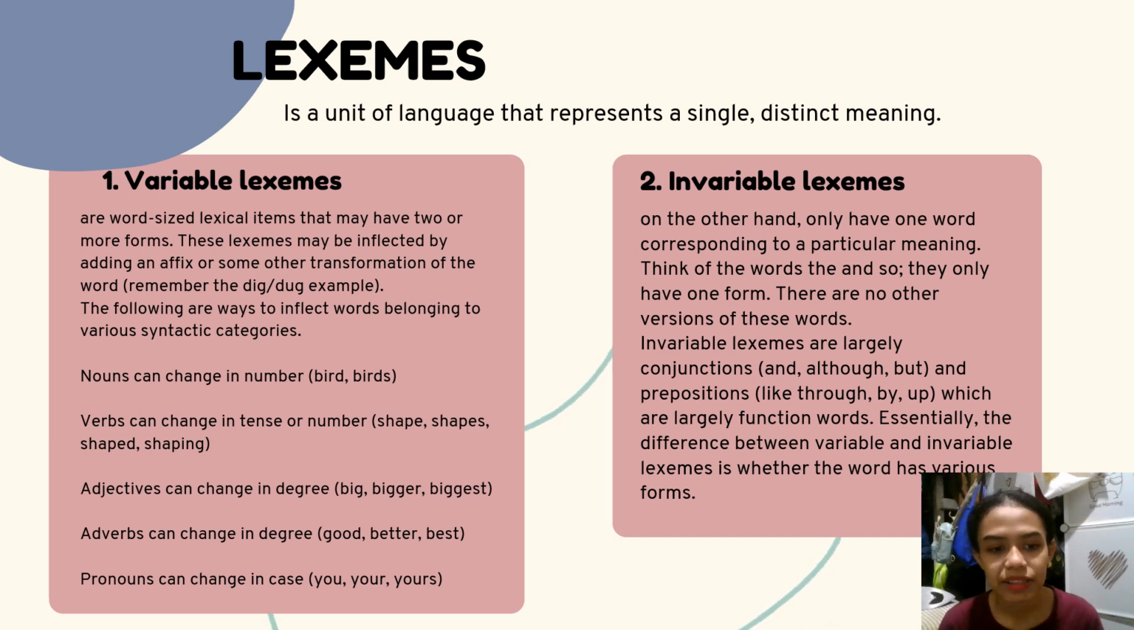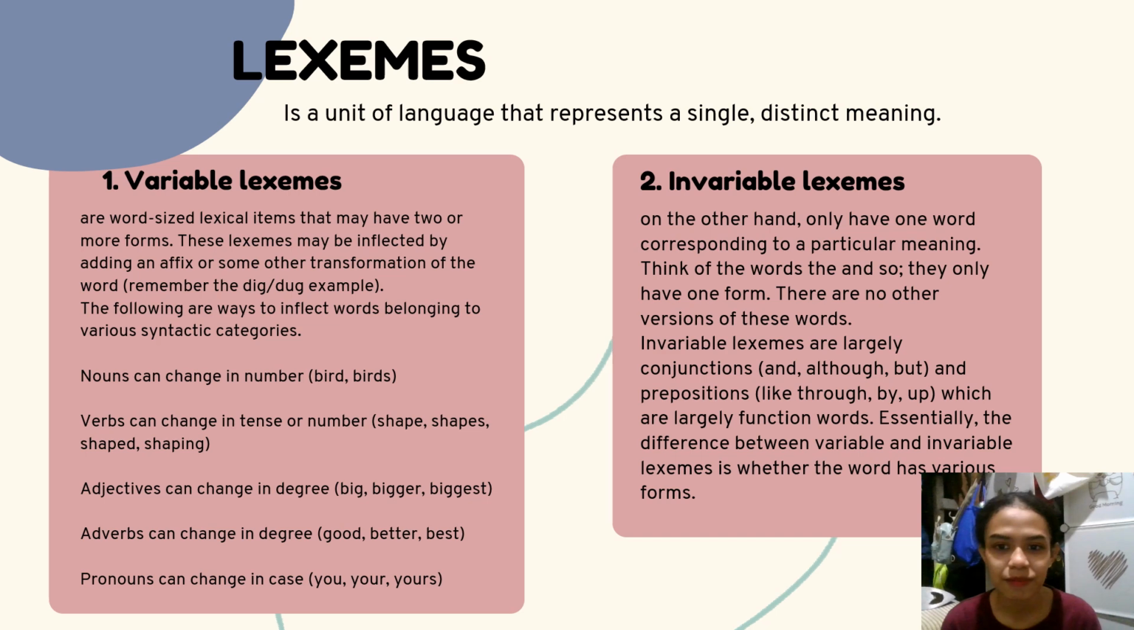For example, nouns can change in number: bird and birds. Verbs can change in tense or number: shape, shapes, shaped, shaping. Adjectives can change in degree: big, bigger, biggest. Adverbs can change in degree: good, better, best. Pronouns can change in case: you, your, yours.